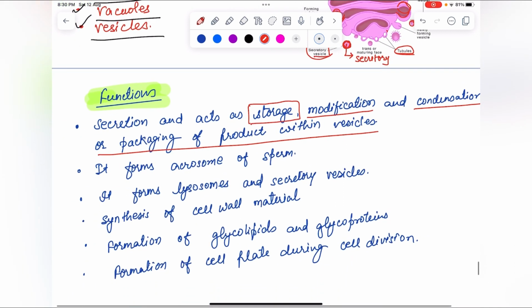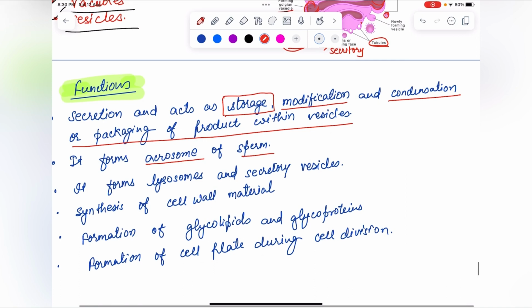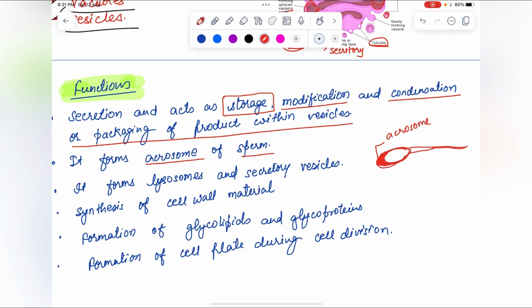Second point is, it forms acrosomes of sperm. If this is a sperm, this is a part called acrosome. It is a specialized vesicle present in the head of the sperm filled with enzymes which dissolve the egg cells. It helps in dissolving the membrane of the egg cell at the time of fertilization.